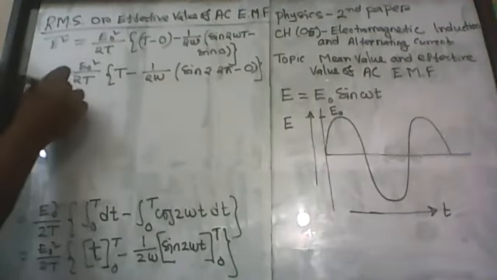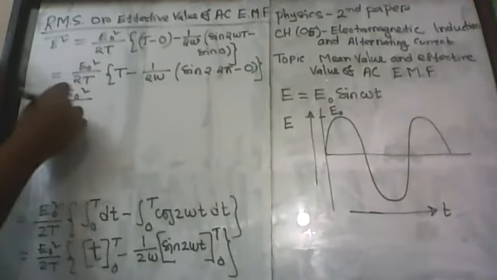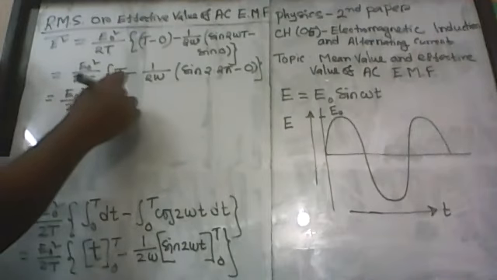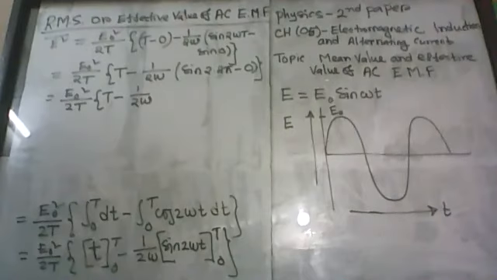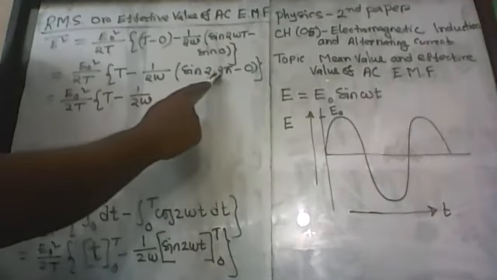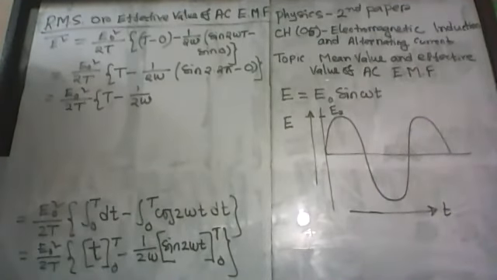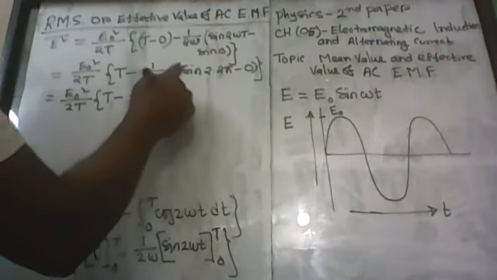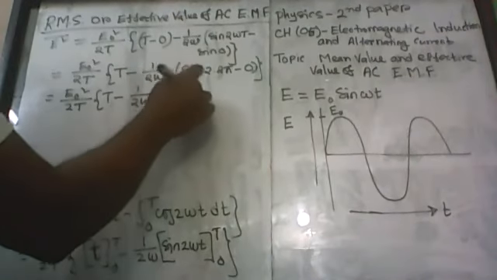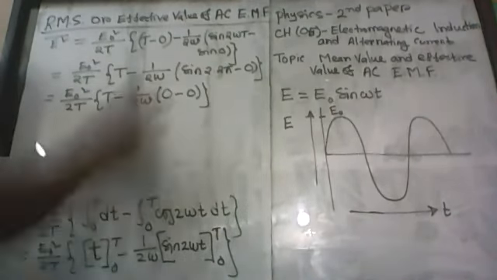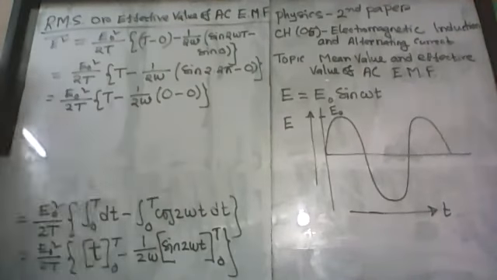Okay? So here it will equal E naught square divided by 2 into capital T, capital T minus 1 by 2 omega. What is the value of sine 4 pi? Do you know this? Sine 4 pi will equal 0. It is multiplied by sine 4 pi, which equals 0, minus 0. So the total function becomes 0 except this capital T.